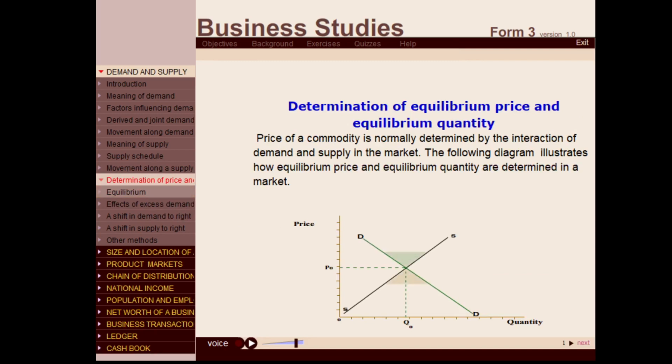Determination of equilibrium price and equilibrium quantity. The price of a commodity is normally determined by the interaction of demand and supply in the market. The following diagram illustrates how equilibrium price and equilibrium quantity are determined in a market.